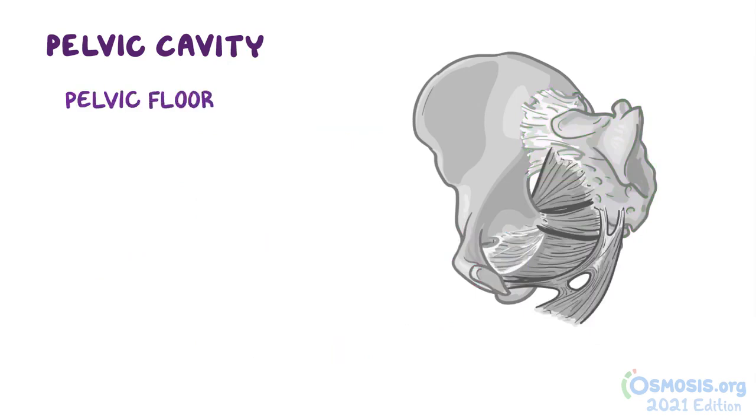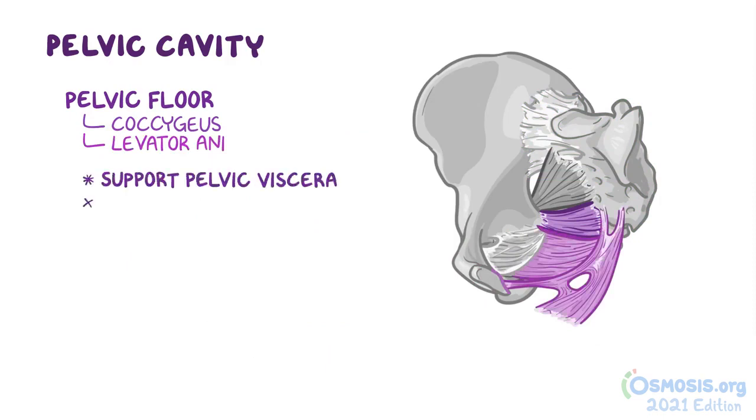The pelvic floor contains two muscles, the coccygeus and the levator ani. Those muscles support the pelvic viscera and help in maintaining fecal and urinary continence.